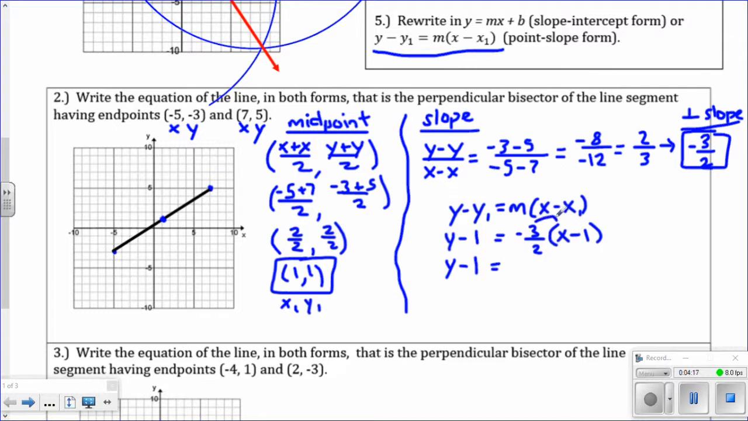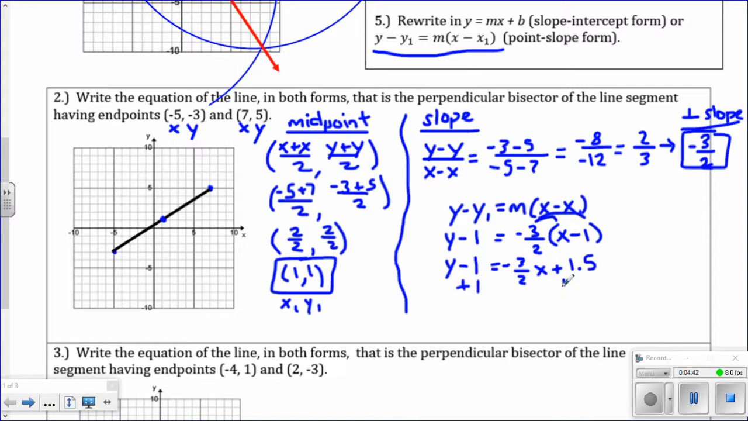So I'm going to distribute the negative 3 halves. So negative 3 over 2 times x. Then a negative times negative is positive. This is going to give you a decimal. You can write it as a decimal or a fraction, it doesn't matter. But negative 3 halves times a negative 1 is going to be either a positive 3 halves or 3 divided by 2 is 1.5. So some of you might like to use the decimal better.